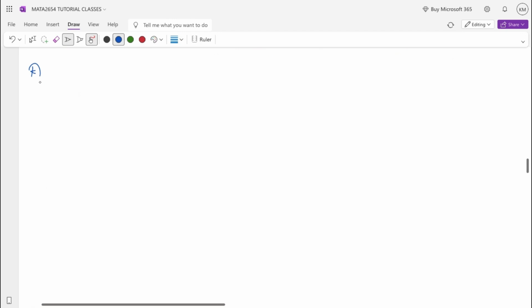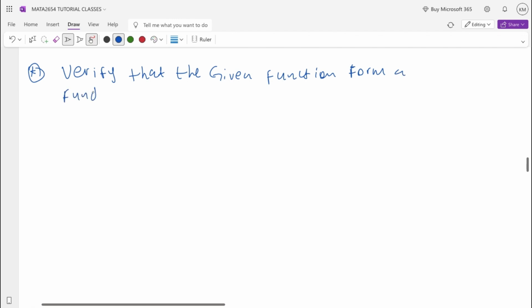Maybe they can say, verify that the given functions form a fundamental set of solutions.